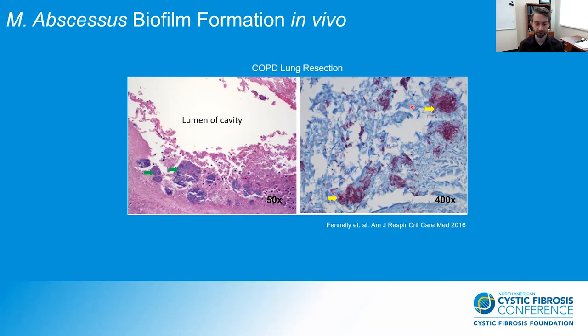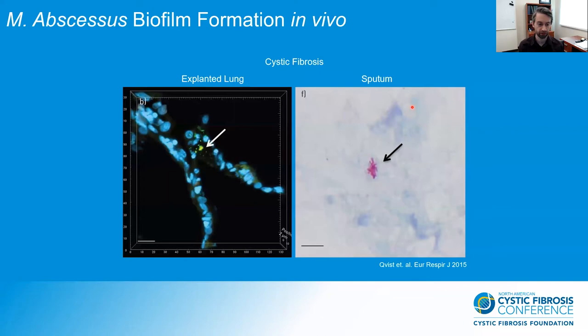Thomas Bjarnsholt's group has done something similar in the context of CF. So we have explanted lung here with a PNA FISH, and then a sputum with just a stain. And you see the same thing: small clumps, or aggregates, of mycobacteria in situ. This is a focus of our group too.